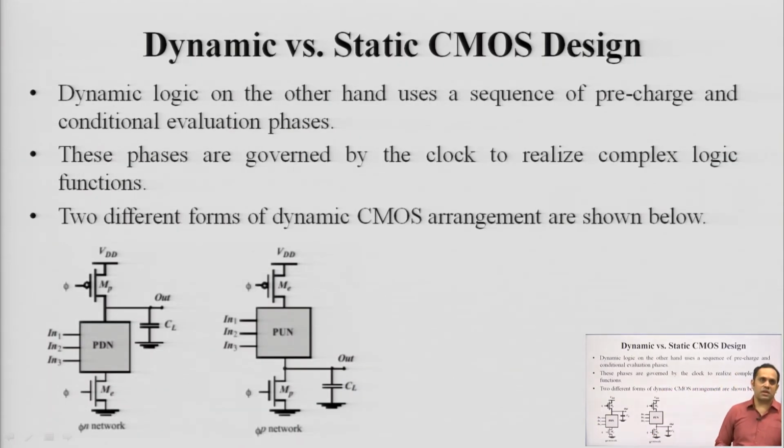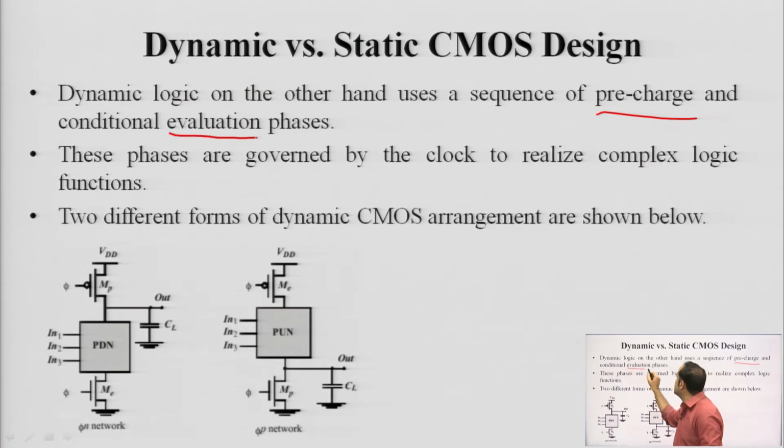Now, let us see what is the dynamic counterpart of static CMOS logic design. Dynamic logic, on the other hand, has two methods of obtaining the output. One of them is known as pre-charge and another is known as evaluation, and evaluation is done based on a certain condition. When a certain condition is satisfied, the evaluation is done. Okay. These phases are basically controlled by a clock.